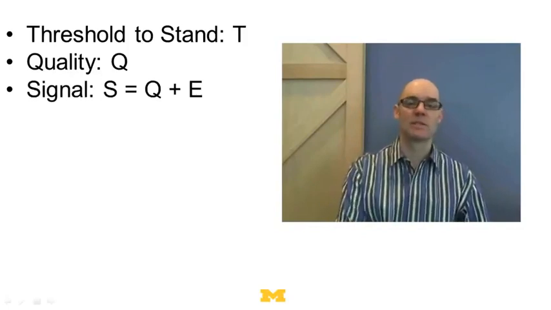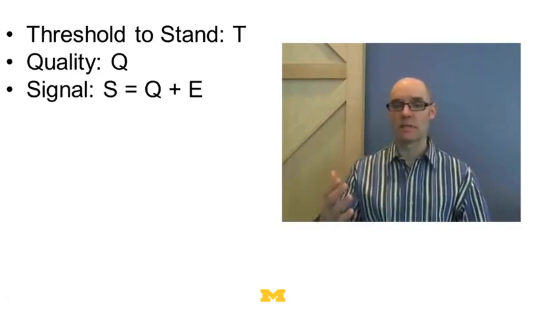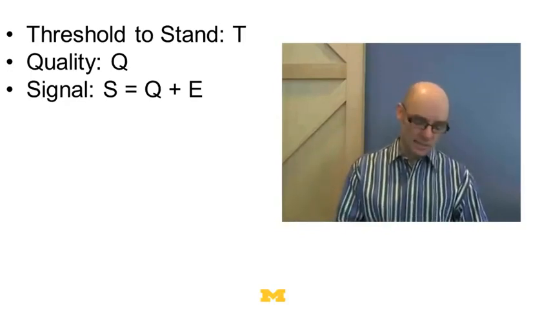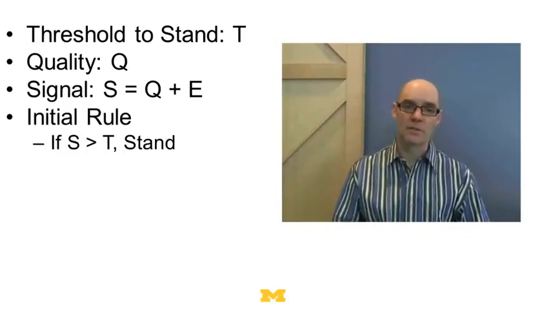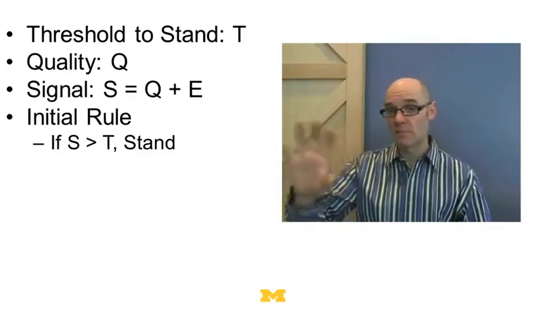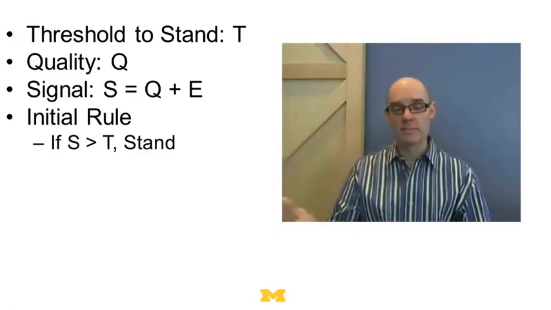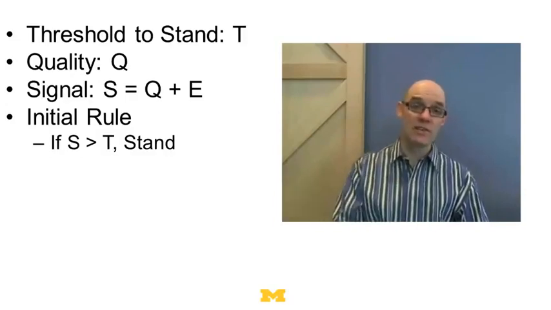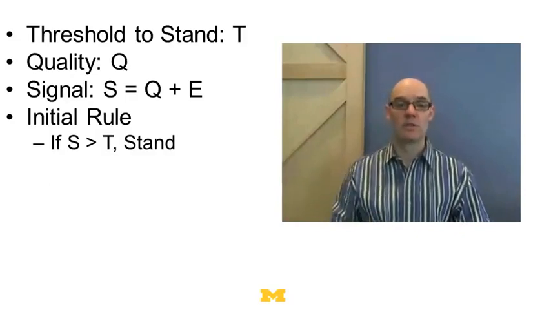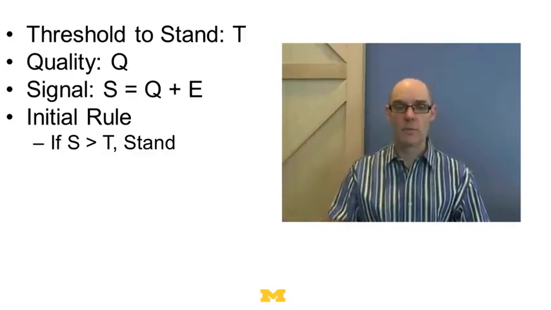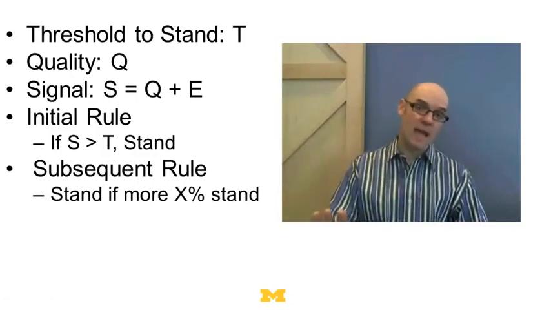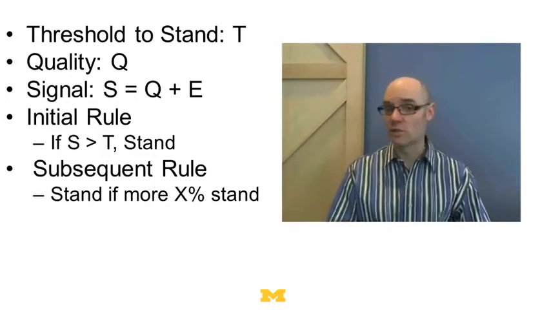But let's make this a little bit more sophisticated. Let's suppose that instead of you seeing the quality, you get something called a signal. Now the signal is going to be the quality plus some other term, some term E, which we can think of as an error. So you don't see the true quality, you see the quality plus some noise. And now your decision to stand doesn't depend on the quality and your threshold, it depends on your signal and the threshold. If your signal's above the threshold, you stand. If your signal's below the threshold, you don't stand. Okay, so that's the model. Well, one more thing. Because that was the initial decision to stand, now you've got to decide, after this initial decision, do you stand once you see other people standing?